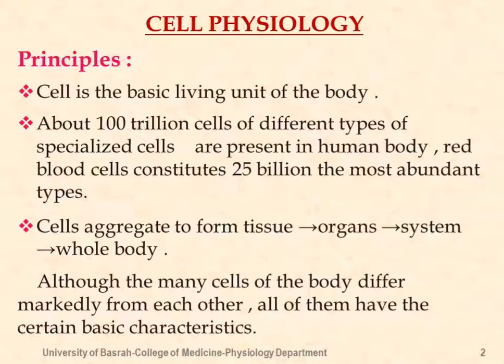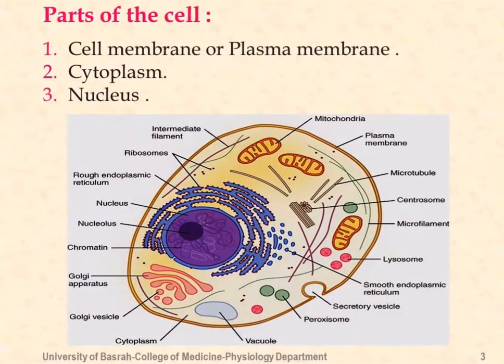Although the many cells of the body differ markedly from each other, all of them contain the basic structures. Parts of the cells. First of all, the cell membrane or plasma membrane. Second, the cytoplasm, and third, the nucleus.